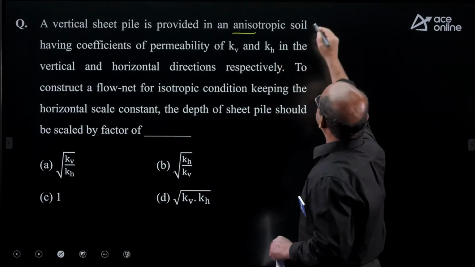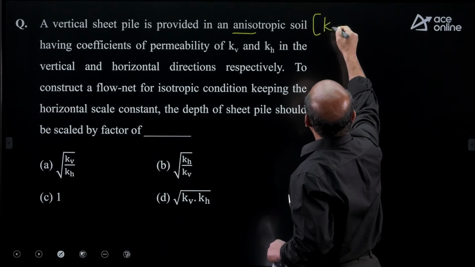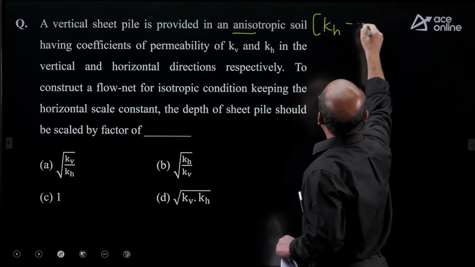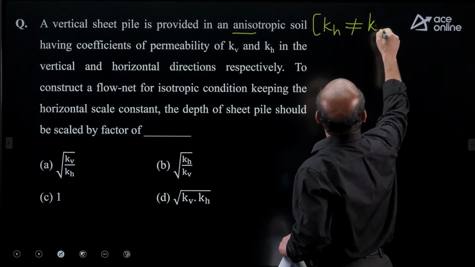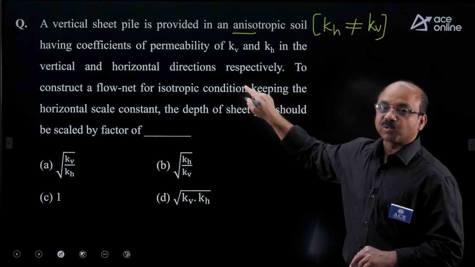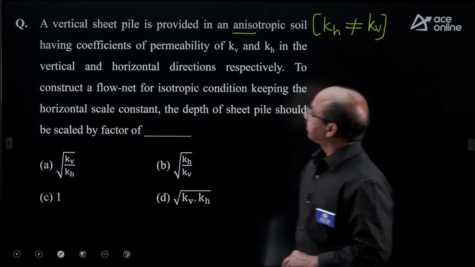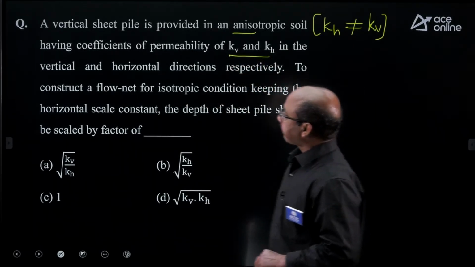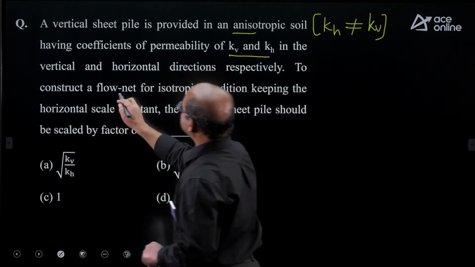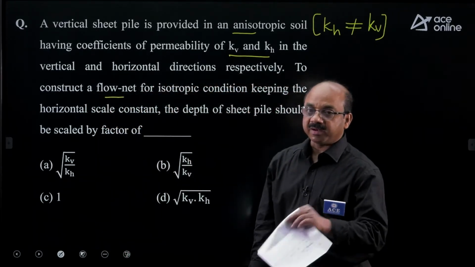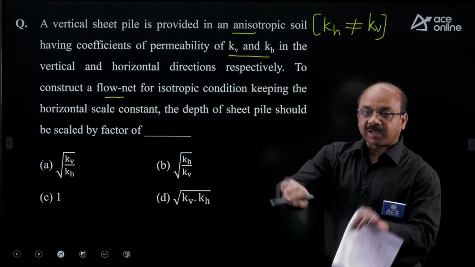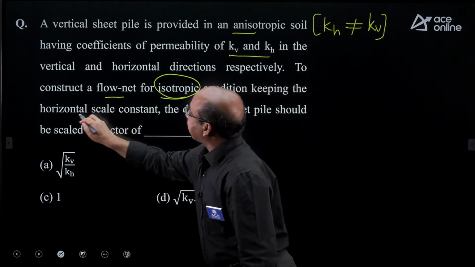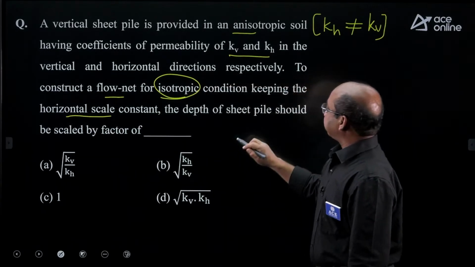It means in this case, the permeability in the horizontal direction is not equal to the permeability in the vertical direction. So this is anisotropic soil in terms of coefficients of permeability. So you are given Kv and Kh, they are not the same because it is anisotropic soil. So to construct a flow net for isotropic conditions, it means this given anisotropic soil you have to convert into an equivalent isotropic condition. That too, keeping the horizontal scale constant.